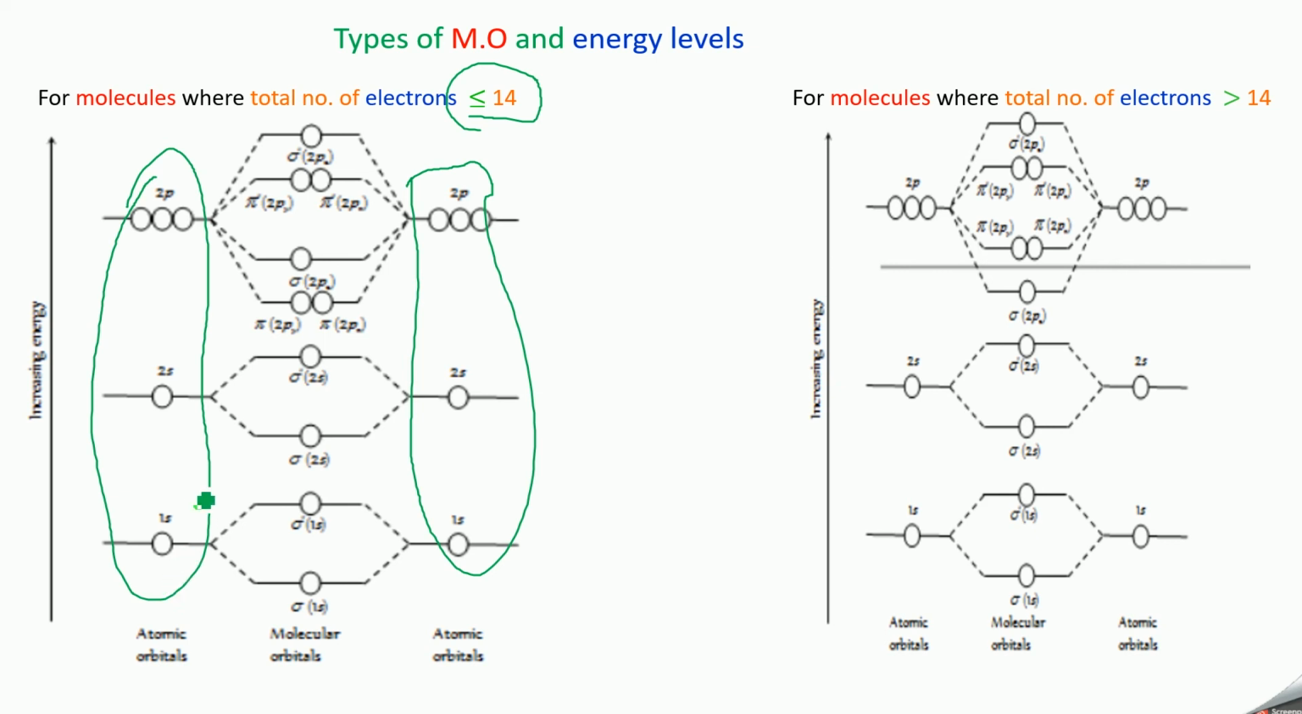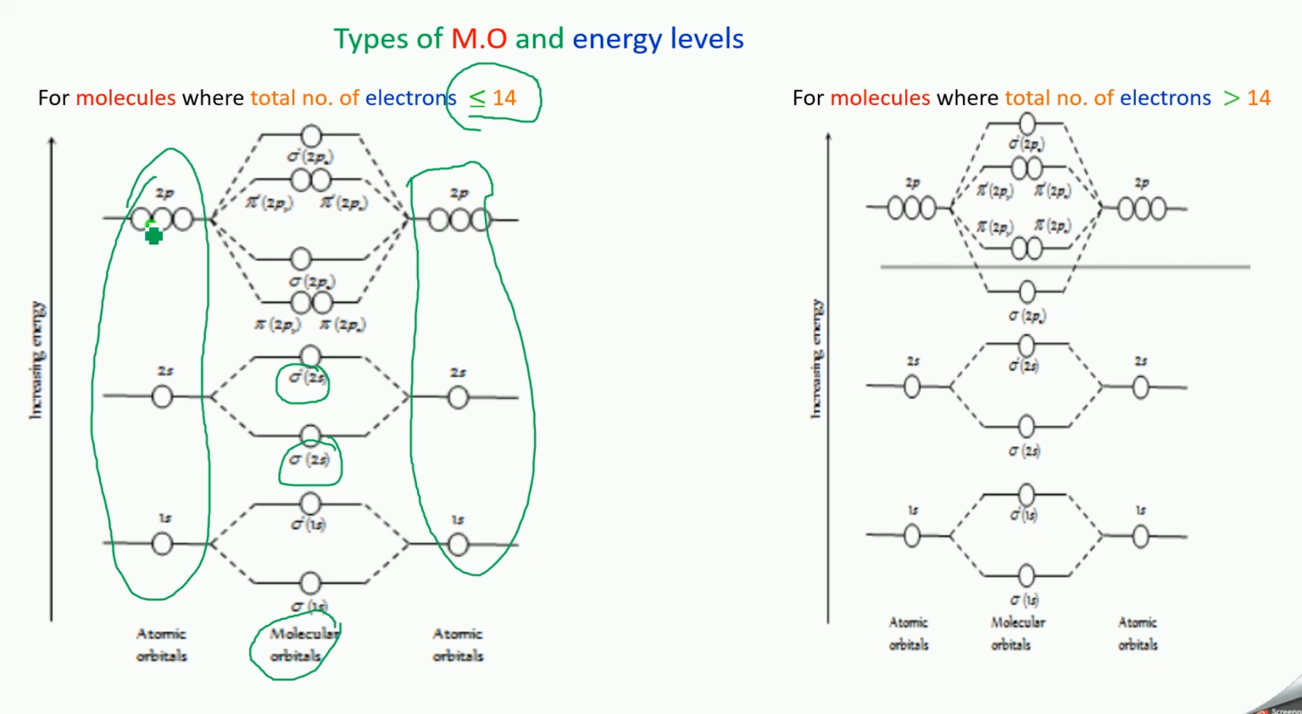Here the 1s atomic orbital of one atom and the 1s atomic orbital of another atom will mix to form two molecular orbitals. In the middle what you have are molecular orbitals. One is sigma 1s, the other is sigma star 1s. Sigma 1s is lower energy, sigma star 1s is higher energy. Similarly, 2s and 2s will mix to form two molecular orbitals: sigma 2s and sigma star 2s.